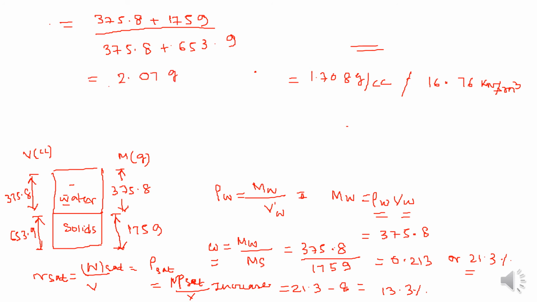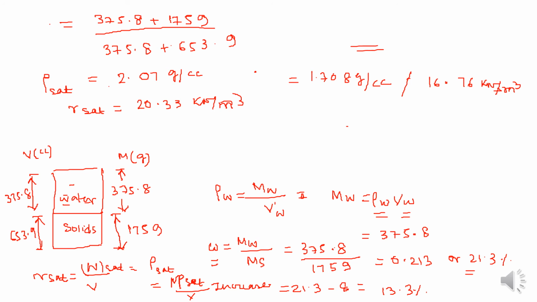This is my saturated density. If we want it in the unit of saturated unit weight, we simply multiply by 9.81 and we get 20.33 kilonewton per meter cube. So what is my increase in the unit weight? Similarly, the volume of the sample remains the same, and the weight of the solids is also the same. It's the weight of the water that is increasing as saturation has increased.